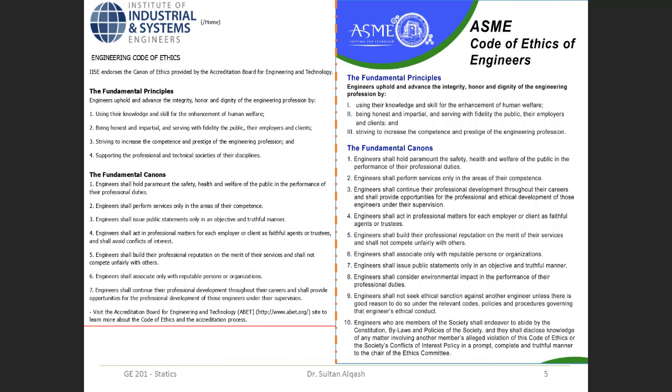We mentioned there is a list of different standards. They have different codes of ethics in engineering. For example, the Institute of Industrial and Systems Engineers, and also ASME, the American Society of Mechanical Engineers. So the Code of Ethics for Engineers is a list of ethics that you need to be really aware of if you want to get involved in any design that will be dealing with people or will be presented to the public.